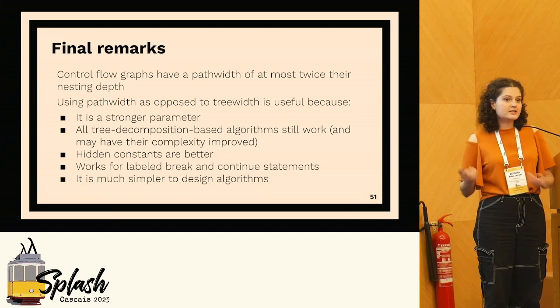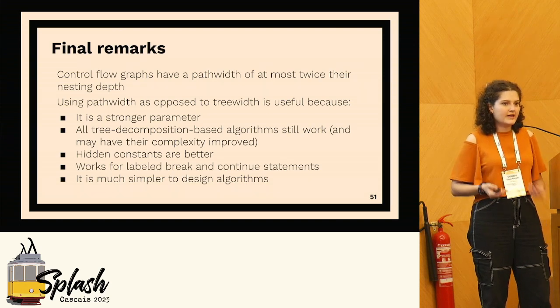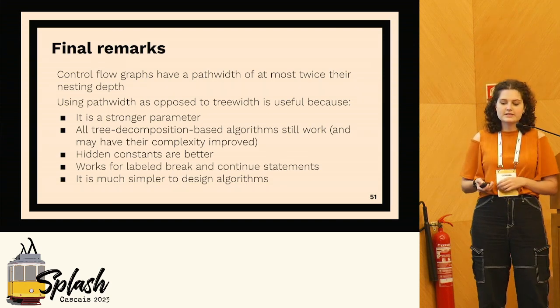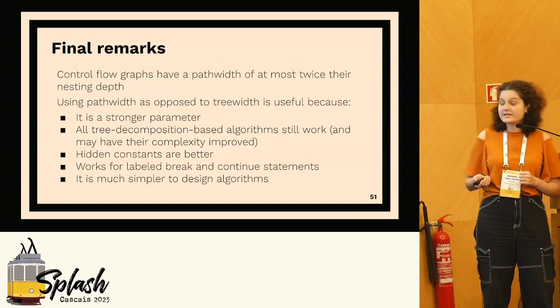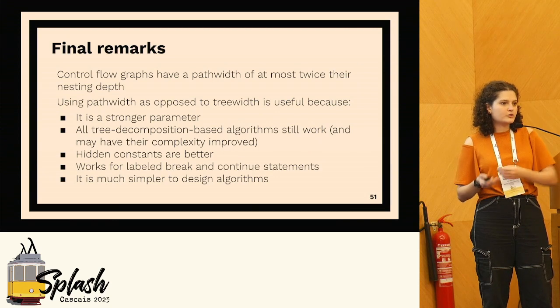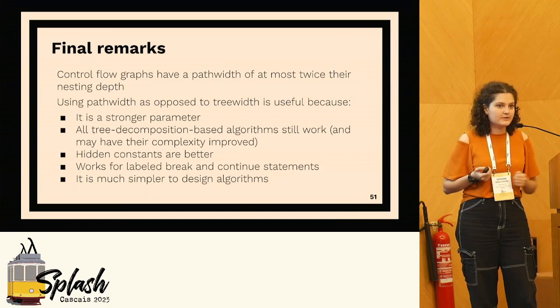The hidden constants on paths are better. You can do way more optimizations when you're working with arrays. Things can be much more cache efficient if we're working with arrays as opposed to trees. And also, something I didn't mention is that our decomposition works for labeled breaks and continues. So our bounds work for programs like Java, and that's not the case for the previous treewidth-based bounds.